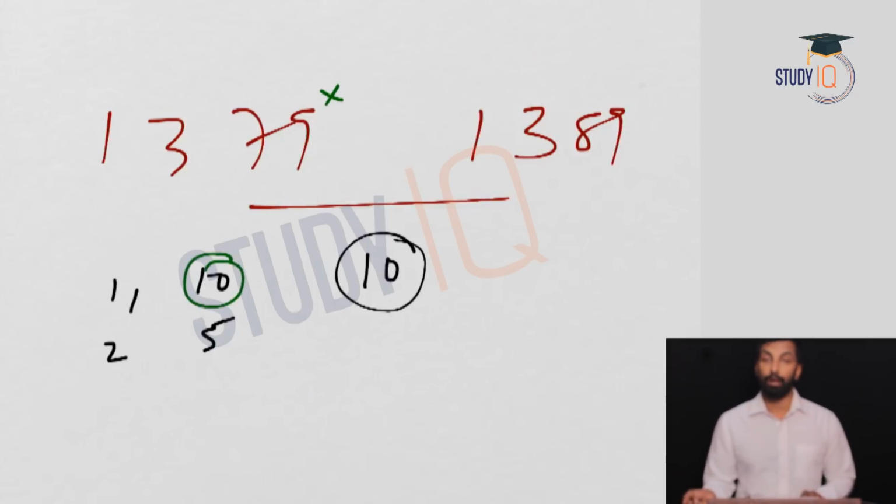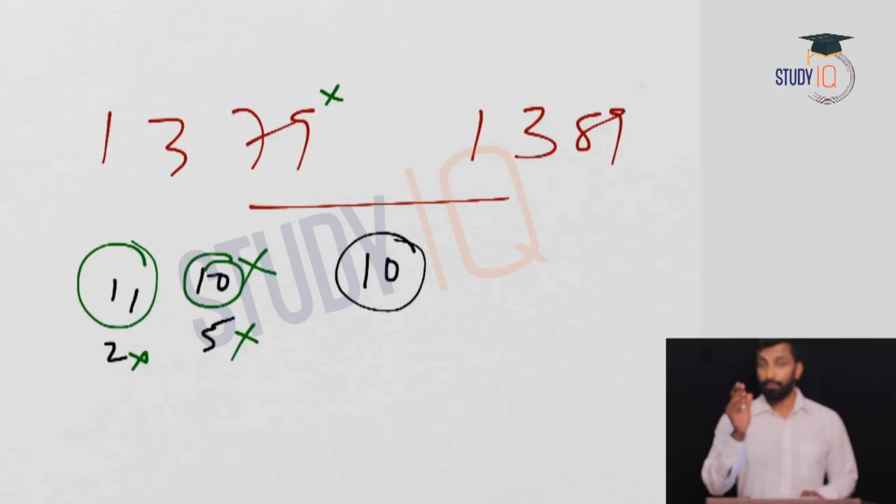So by looking into this itself, you understood it. 10 is not possible. 5 is not possible. 2 is not possible because the two numbers are odd. What is your HCF? 1. So this is a very easy method.